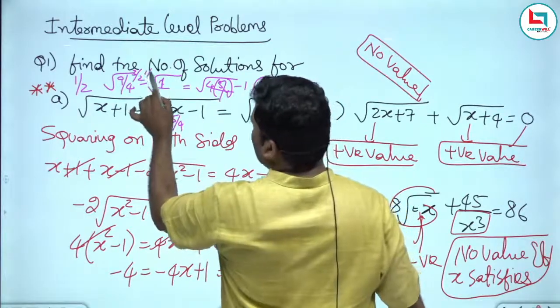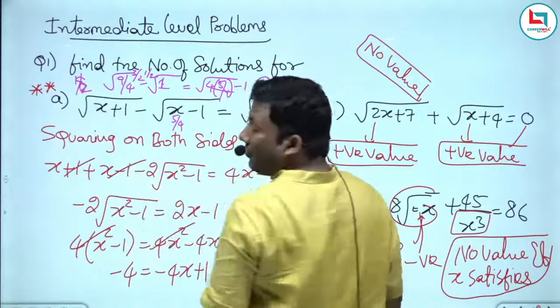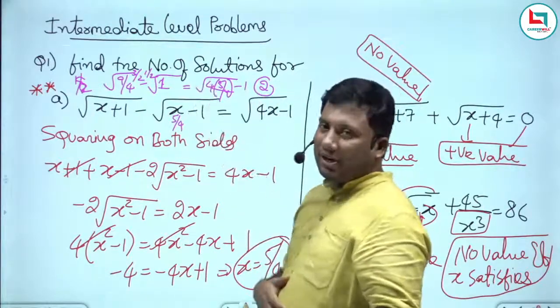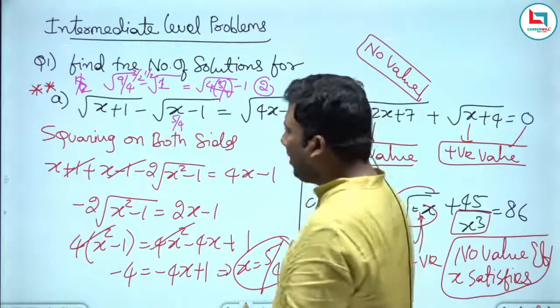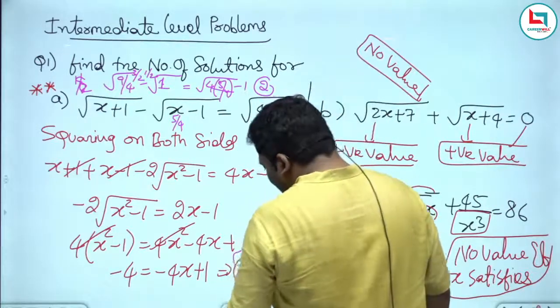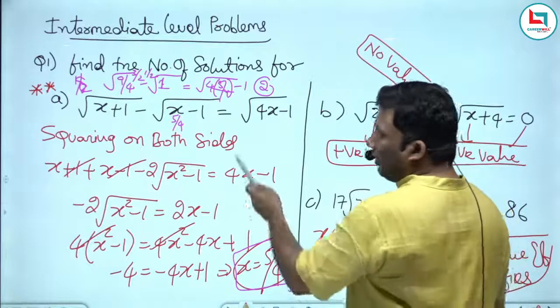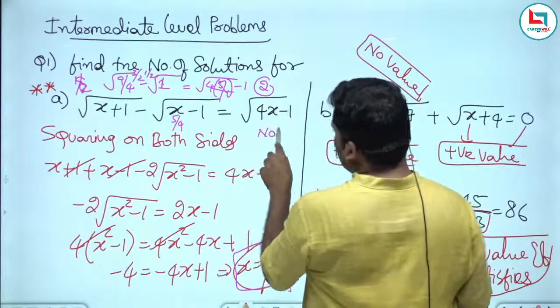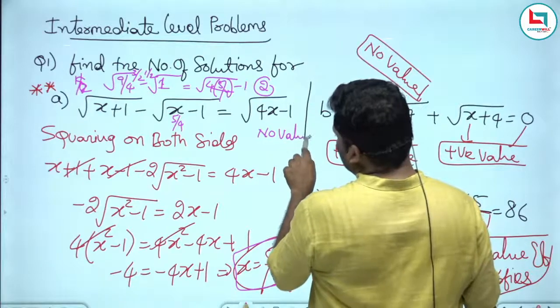It is 1 by 2. So it is 1. 3 by 2 minus 1 by 2, 1. 1 is equivalent to 2. 1 can never be equivalent to 2. Answer is, even though you got x equivalent to 5 by 4, it does not satisfy this equation. So answer is, no value x takes.